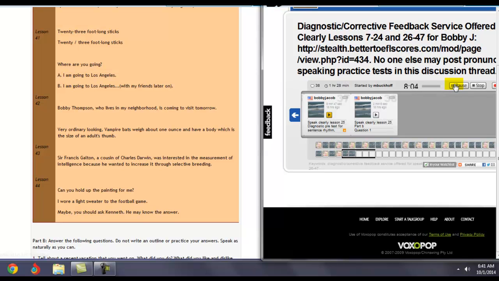Very ordinary looking. No, not going to get that one either. Because this is a thought group which precedes the subject and the verb of the sentence, right? So very ordinary, you would say very ordinary looking. Vampire bats weigh about 1 ounce and have a body which is the size of an adult's thumb. So the tone needs to be rising after looking, not falling. Vampire bats weigh about 1 ounce and have a body which is the size of an adult's thumb.